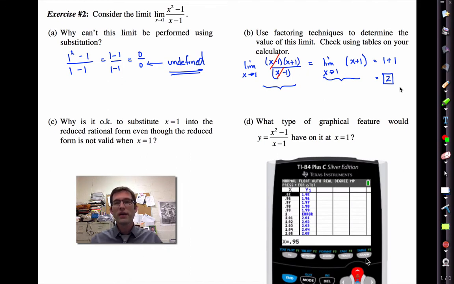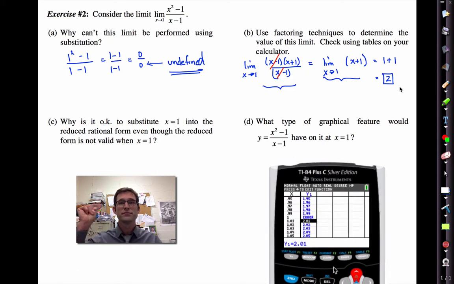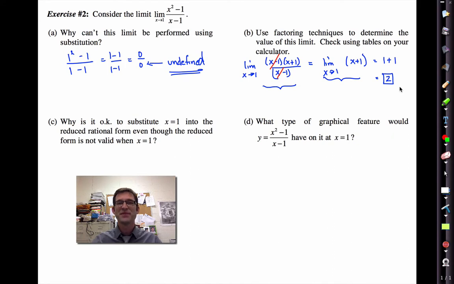But take a look, right? As we're approaching 1 from the left, we're getting numbers like 1.98, 1.99. As we approach it from the right, we're getting numbers like 2.02, 2.01. So I think that we can conclude based on that our limit of 2 is correct. All right, and that's all we needed the calculator for, so I think we're going to put it back away now. All right, bye-bye.